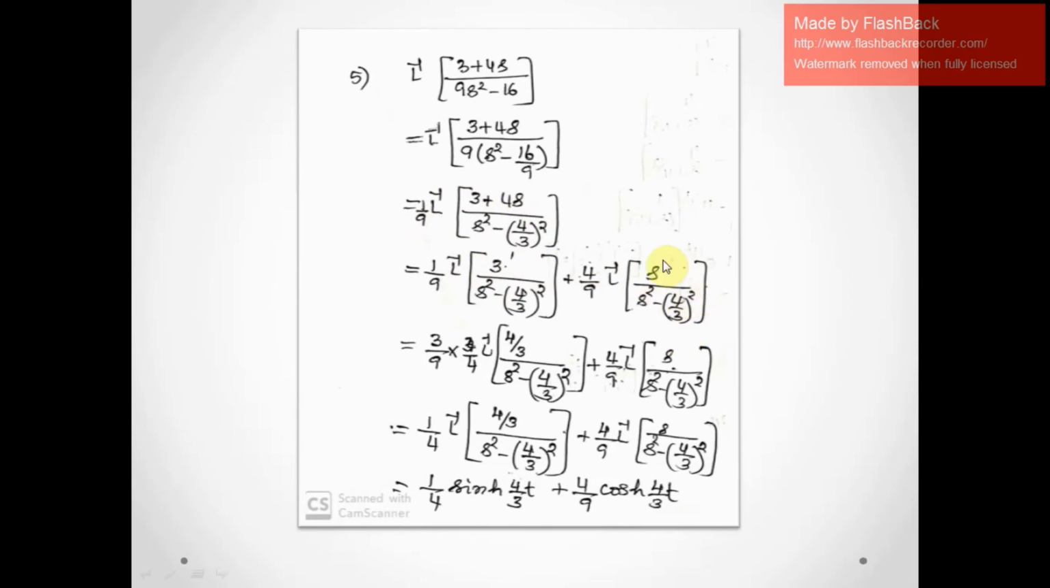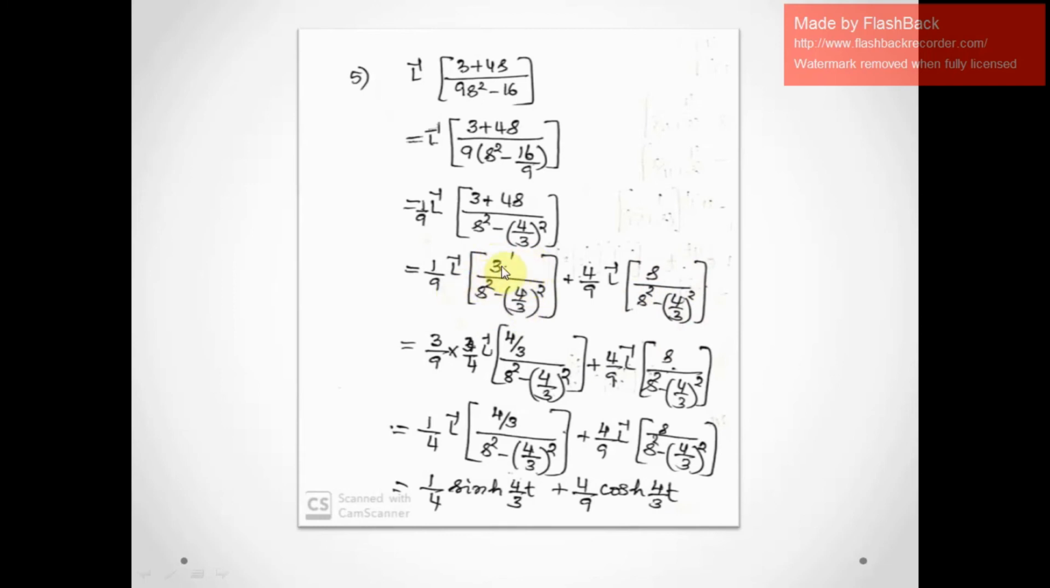The second one looks like a standard formula, s by s square minus a square. With the first one, 3 by s square minus 4 by 3 whole square, the denominator is of the form s square minus a square, but there should be an a here also. Instead of a, 4 by 3, I have only a 3. 3 should be in the denominator. The 3 comes as the numerator here. So I'll have to put a 4 by 3 here.